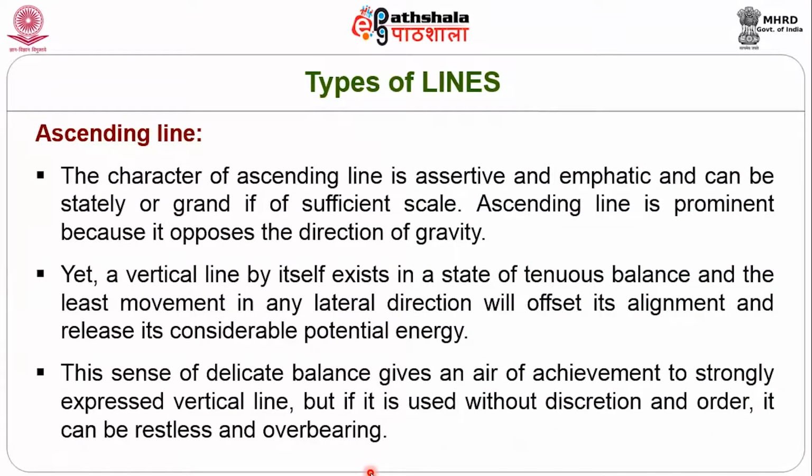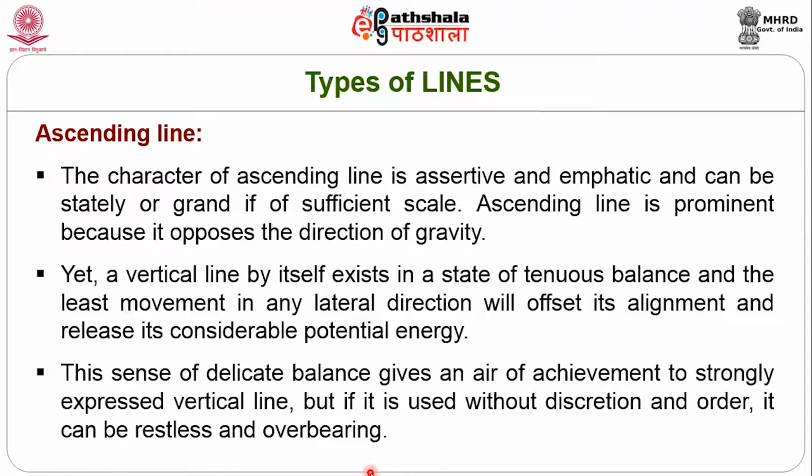This kind of ascending line is very assertive and emphatic, and it can be stately or grand if it is on a sufficient scale. Ascending line is a very prominent line because it opposes the direction of gravity. So, in all the erect forms, ascending forms are very striking characters, and what gives them the striking character is the ascending lines found in these kinds of forms, giving a sense of being opposed to the direction of gravity.